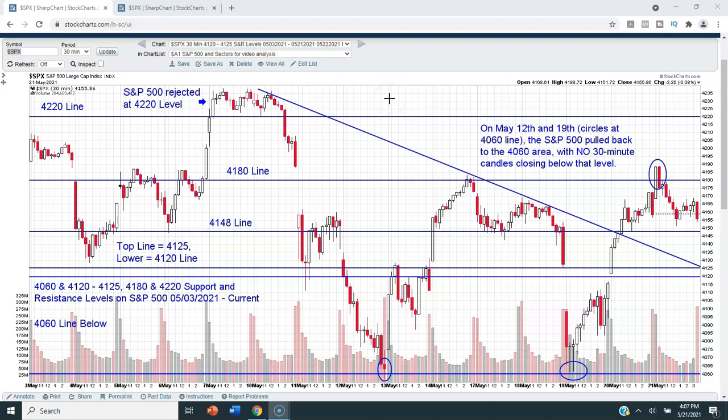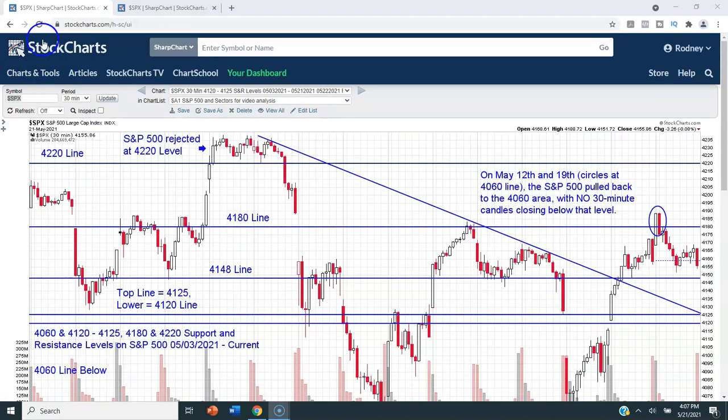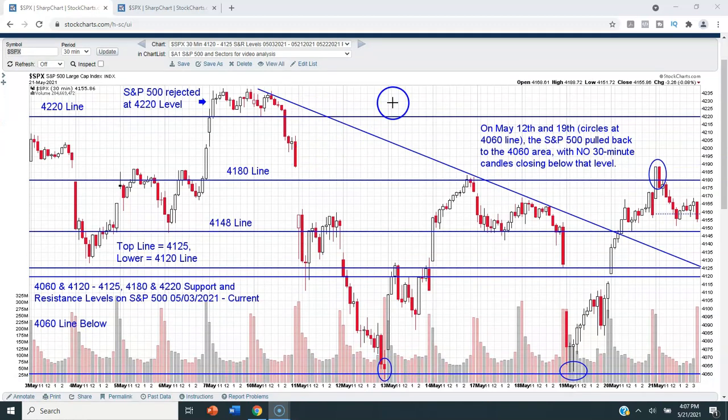Today we will be doing technical analysis on the S&P 500 for the week ending Friday, May 21st, 2021. And for this analysis, we will be using stockcharts.com.